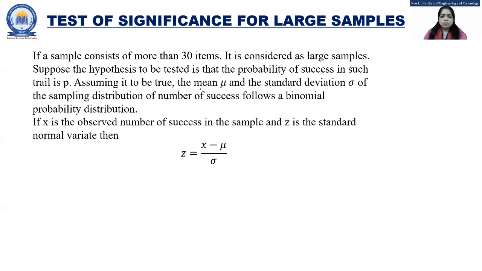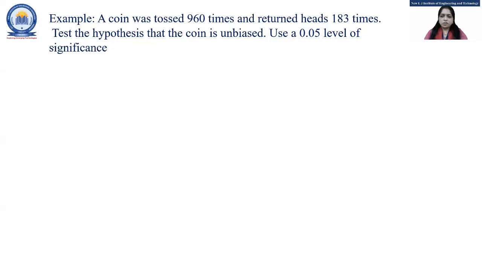The mean mu and standard deviation sigma of the sampling distribution of the number of successes follow a binomial probability distribution. If X is the observed number of successes in the sample and Z is the standard normal variate, then Z is equal to X minus mu upon the standard deviation. So here are some examples for better understanding.